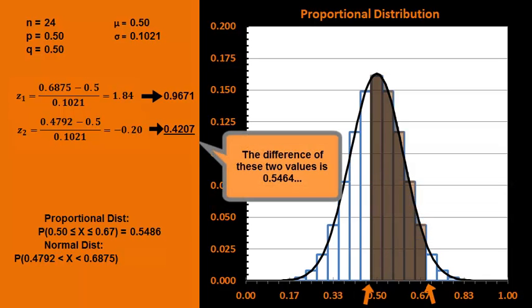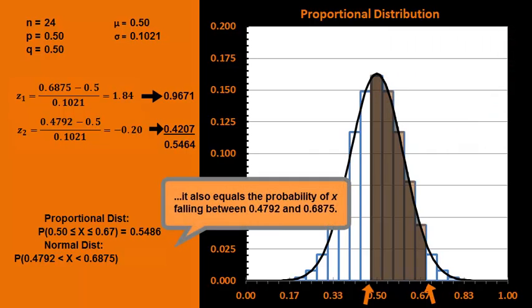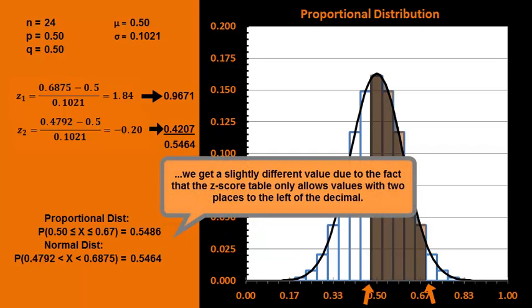The difference of these two values is 0.5464 and is equal to the area between 0.4792 and 0.6875 under the normal distribution. It also equals the probability of x falling between 0.4792 and 0.6875. When we use a computer function to calculate this, we get a slightly different value due to the fact that the z-score table only allows values with 2 places to the right of the decimal.